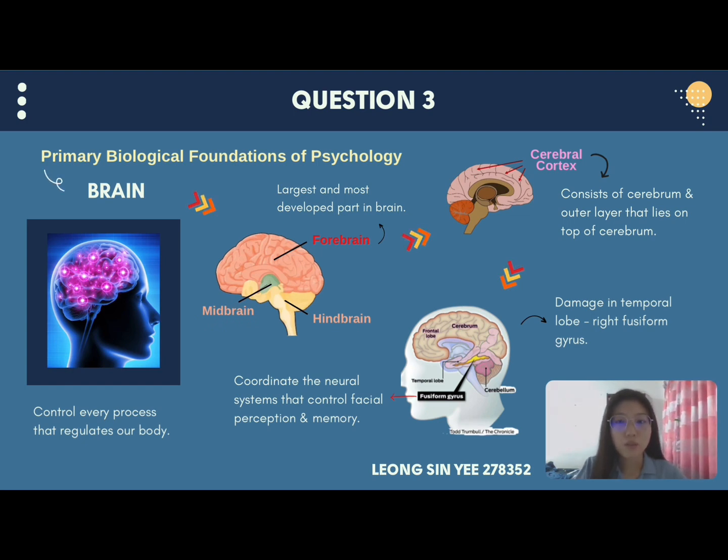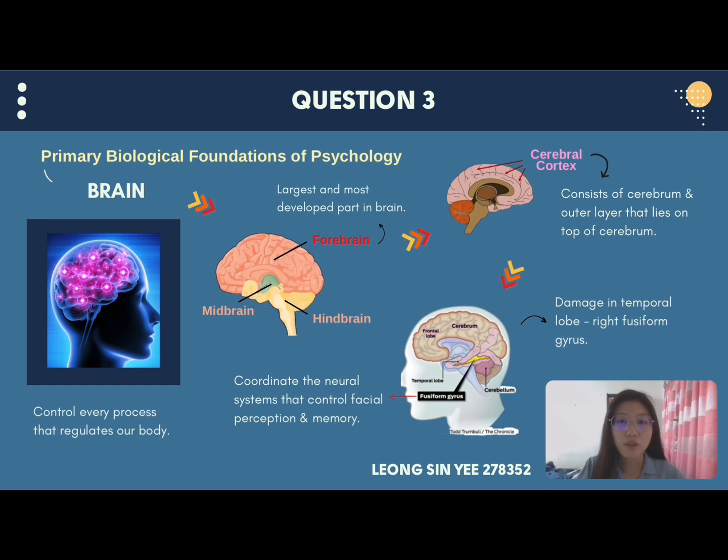So the temporal lobes will be the main focus of prosopagnosia. The condition of prosopagnosia is caused by abnormalities or damage in the temporal lobes, particularly the right fusiform gyrus, which is a fault in the brain which functions to coordinate the neural systems that control facial perception and memory. There are also other functions like non-verbal interpretations, sound to visual image conversions, and language comprehension.